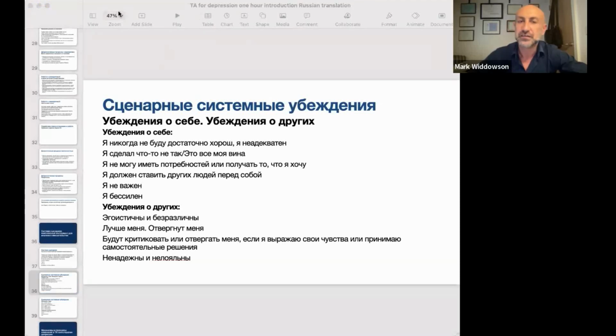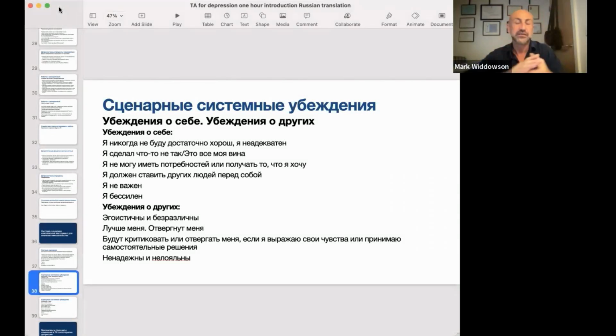The other thing is to think about some of the beliefs that the client might have about themselves and beliefs about others. All of the beliefs that you see on this list were ones that I identified in my research on depression as being very common.